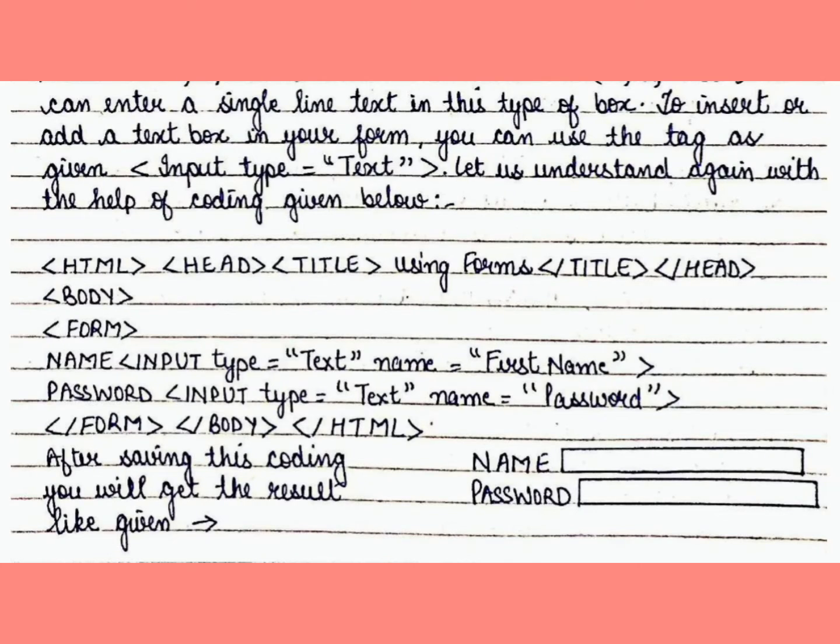In this coding, form tag specifies the beginning of the form. Input type is equal to text specifies the value text, which indicates that text input field is the interface element. Name is equal to first name. First name is the name of the input field or text box.